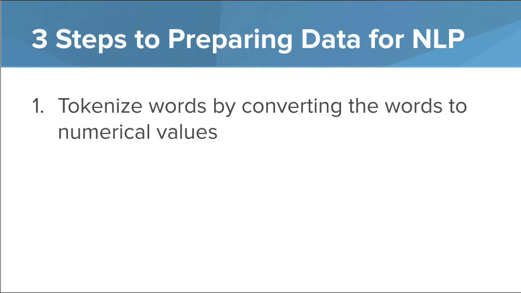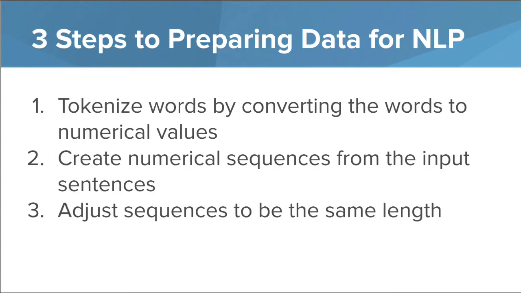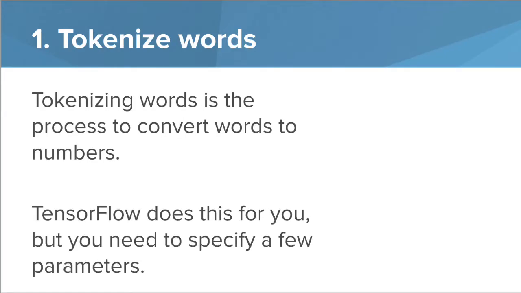The overall process is really 3 steps. The first step is to convert the words to numerical values. Next, convert text sentences to numerical sequences. And finally, adjust the sequences so they all have the same length. Let's take a deeper look into this process.